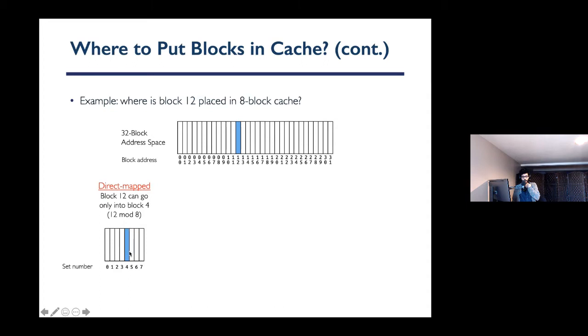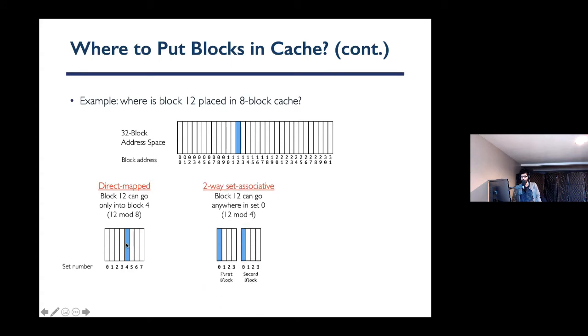So that's the only location that this particular memory block could go. So here I have the set numbers. Because it's a direct map, I have as many sets as I have blocks. So I have 8 sets. And to identify which set I should look, I just take the mod 8, and I find my location.